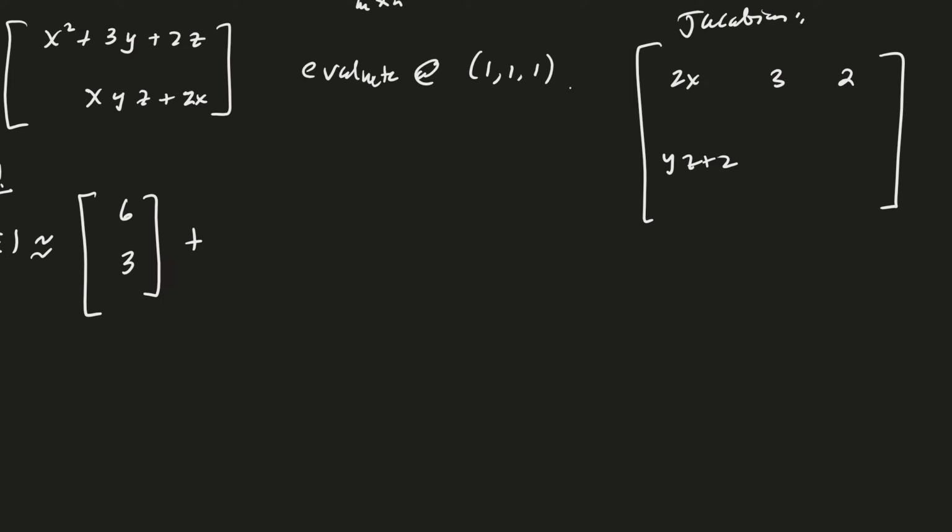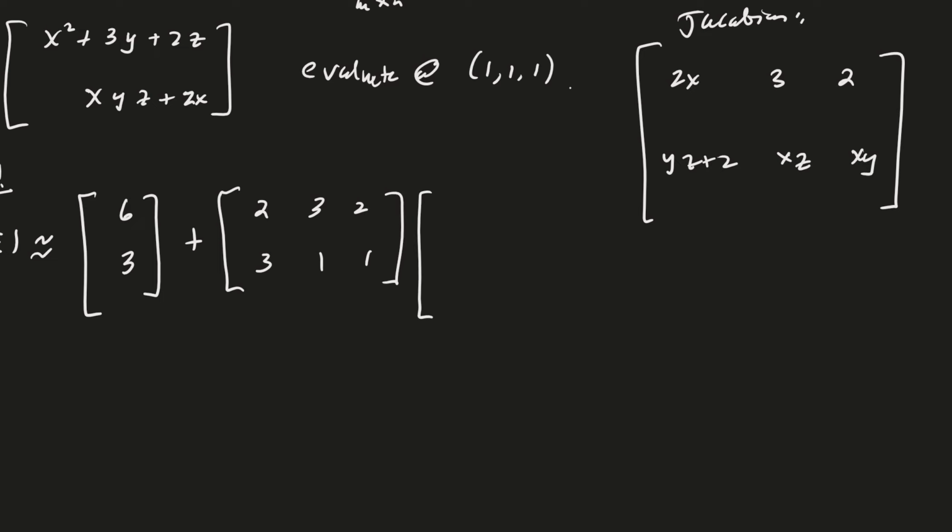Then with respect to y, it's going to be xz, and with respect to z, we just get xy. Good. And so the matrix, which is 2 by 3, is going to be 2, 2, 3. I'm just evaluating my Jacobian at (1, 1, 1): 2, 3, 2. 1 plus 2 is 3, 1, 1, there we go.